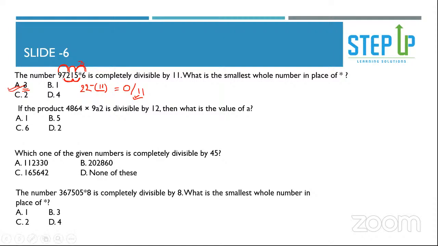Okay. For the next one, if the product of 4864 into 982 is divisible by 12, then what is the value of A?